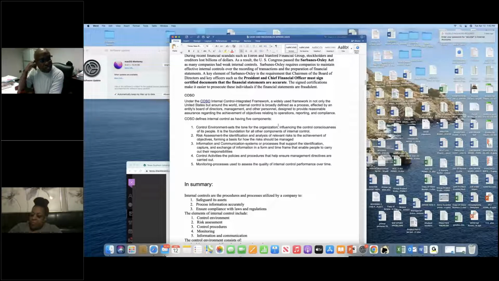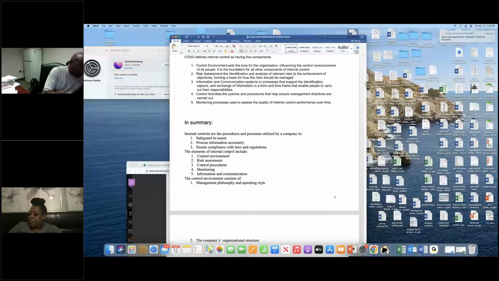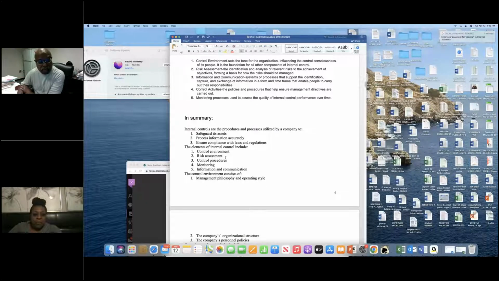So in summary, in internal control, we're trying to safeguard the assets and to process the information accurately. If cash comes in, we need to process it accurately. And we need to ensure that there's compliance with laws and regulations. The elements of internal control, any company needs these items: control environment, risk assessment, control procedures, monitoring, and information and communication.